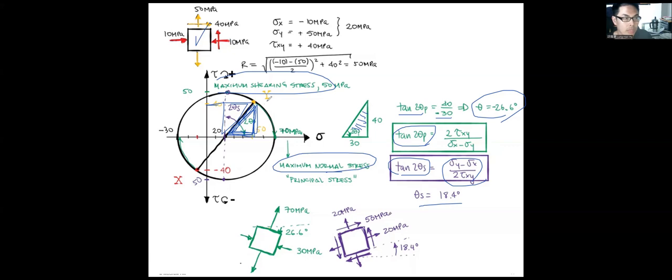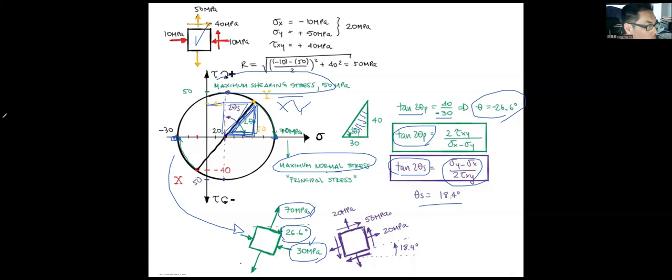This line xy, x and y, will coincide with the principal stresses, 70 megapascals and minus 30 megapascals. So we can plot the stress condition when xy is rotated by 26.6 degrees. It will look like this. When it is rotated 26.6 degrees, we get a normal stress of 70 megapascals and a compression of 30 megapascals. These two are principal stresses.